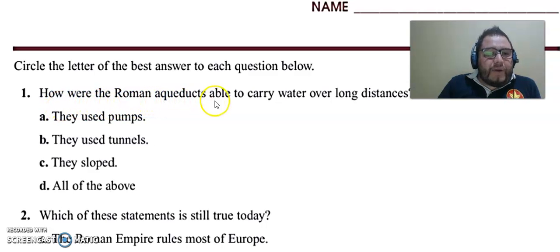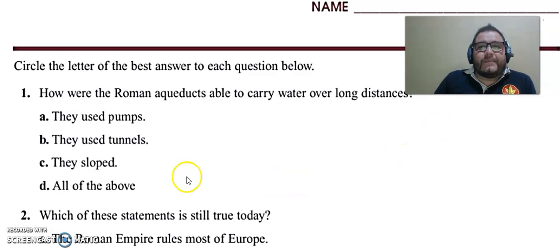How were the Roman aqueducts able to carry water over long distances? Option A, they used pumps. Option B, they used tunnels. They sloped. All of the above, right? I think the answer is they sloped a little bit, right? So, number two, the tunnels is also able. They used tunnels can be an answer too.